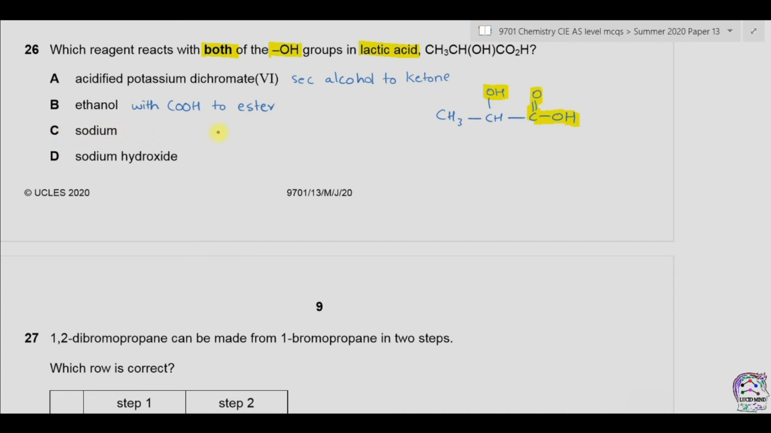C is sodium. Sodium reacts with alcohol group and also reacts with carboxylic acid group. Sodium will react with this lactic acid and will form sodium alkoxide with OH group, and sodium salt with carboxylic acid along with the hydrogen gas. D is sodium hydroxide. So sodium hydroxide is an alkali, so it will react only with the carboxylic acid group to form salt and water. It won't react with OH group. So the only option that can react with both OH group and carboxylic acid group is sodium. So answer is C.